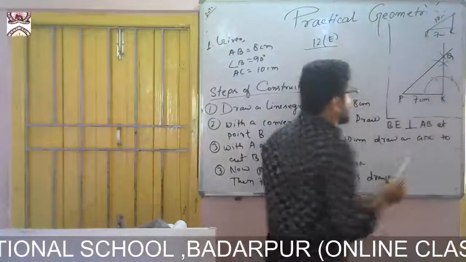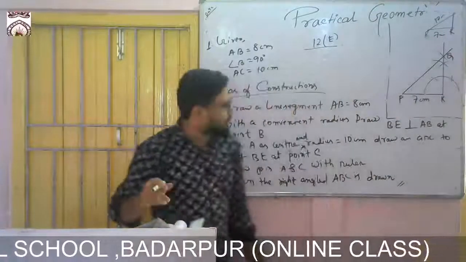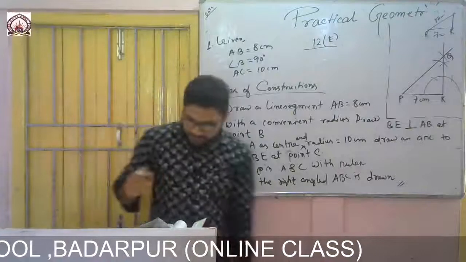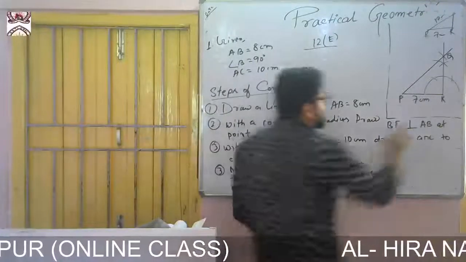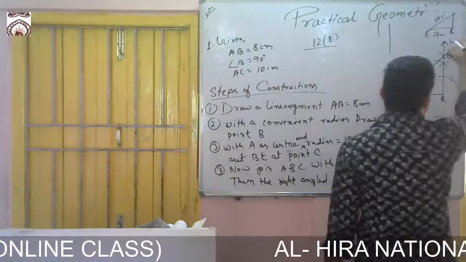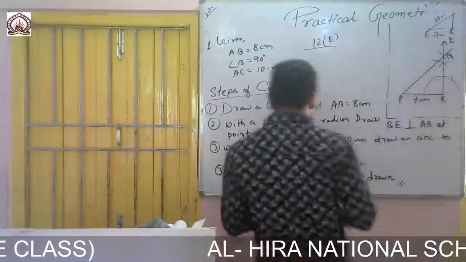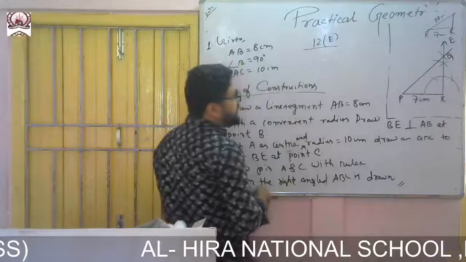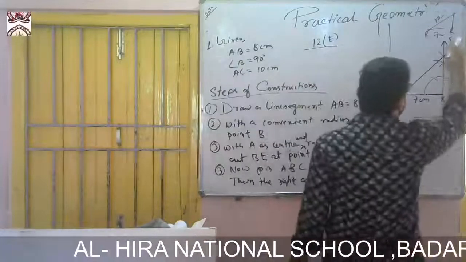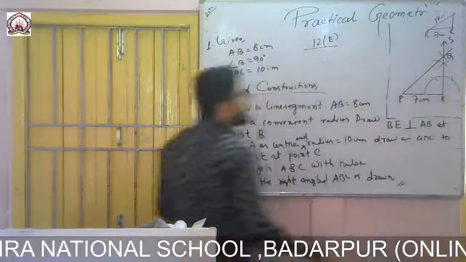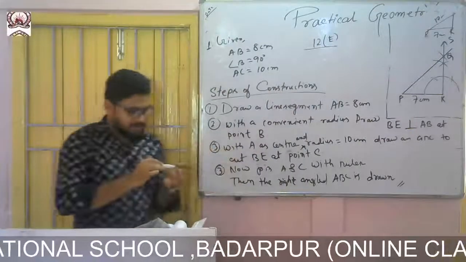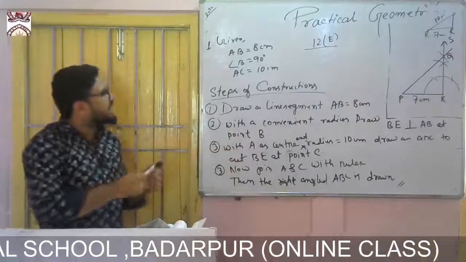Now this one you can name as E, or PQR, or you can give this one as S. You give this one as S.